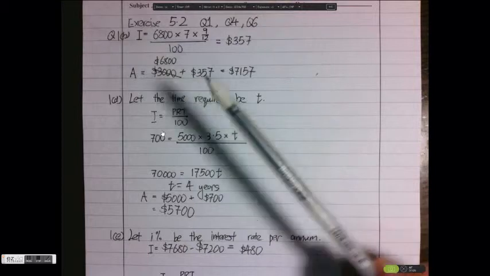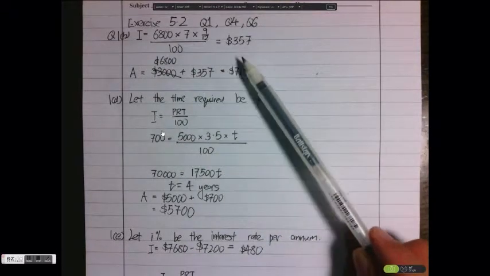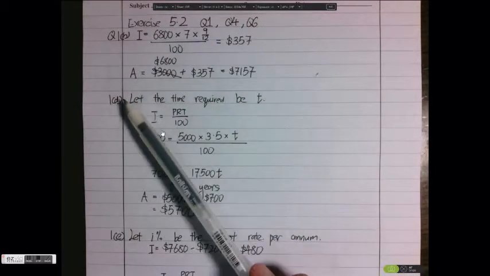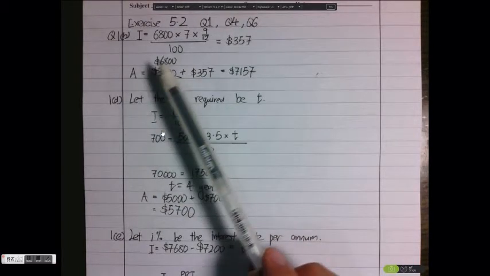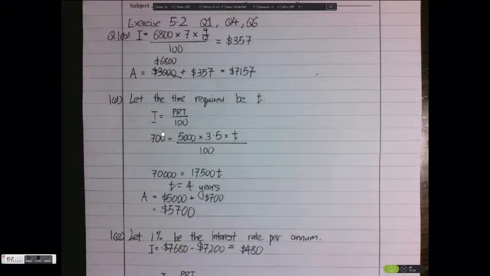I just plug everything into the formula, and I get my interest to be 357. To find the amount that I get at the end, or the yield, my amount is 6,800 plus 357. I simply get 7157 for question 1b.